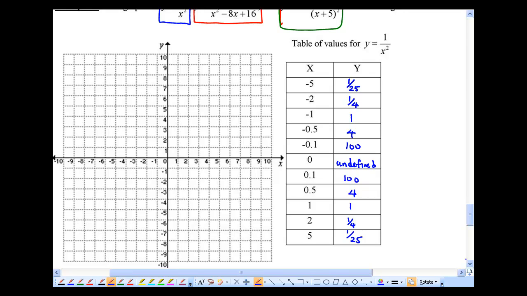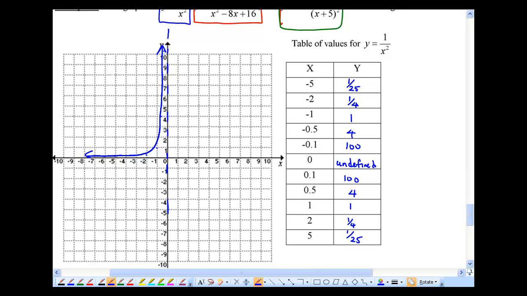Alright, if we can graph these out, -5 is 1/25, really small. -2 is 1/4, still kind of small. -1 is 1, -0.5 is 4, and then way up. So I hope you can see the graph looks like this. Oops, that doesn't look very good. Let's try again. Okay. And then the other side is the same, right? So 0 is undefined. I'll draw in my vertical asymptote.